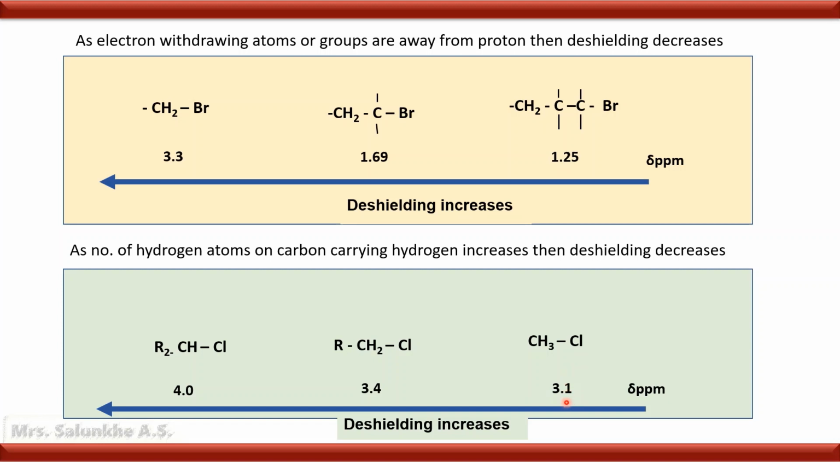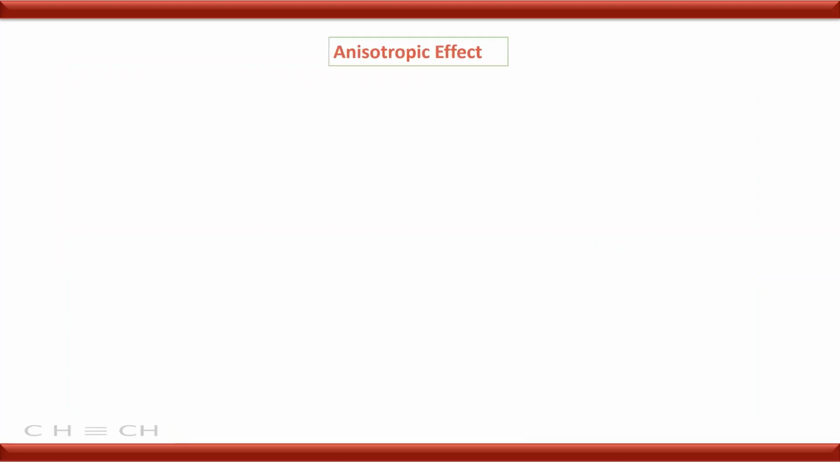For methyl chloride, the chemical shift value is 3.1. For that group, the chemical shift value is 3.4 because the number of protons decreases. For that group, the chemical shift value is 4.0, the number of proton is 1. This is the factor regarding inductive effect.